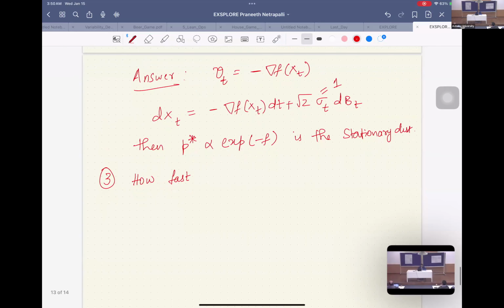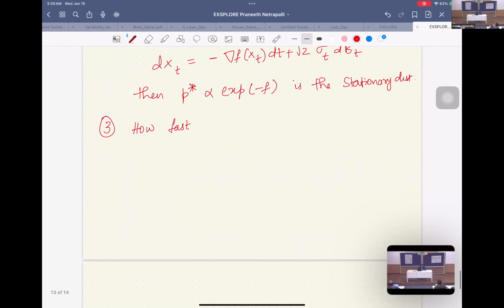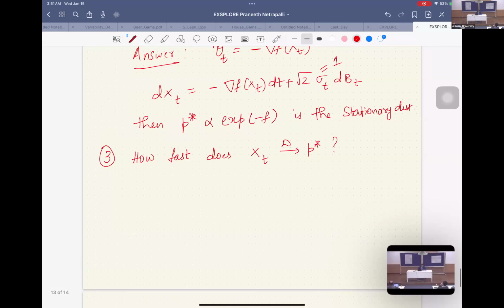Okay. So how fast does xt converge in distribution to P star? P star is this probability distribution. When I say proportional to, when we integrate exp of minus f we will not get 1, so we will put a normalizing constant so that the integral of P star is equal to 1.